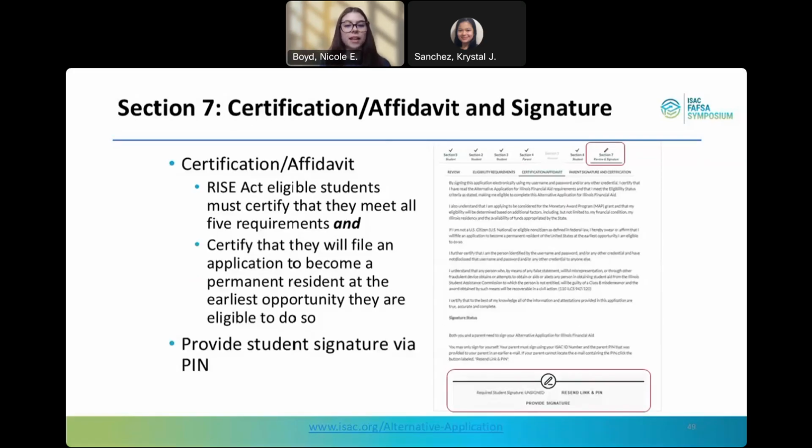And then here's that certification or affidavit and signature. RISE Act eligible students do have to certify that they both meet all 5 eligibility requirements, and they have to certify that they will file an application to become a permanent resident at the earliest opportunity they are eligible to do so. Then they're going to provide that student signature via that PIN number.